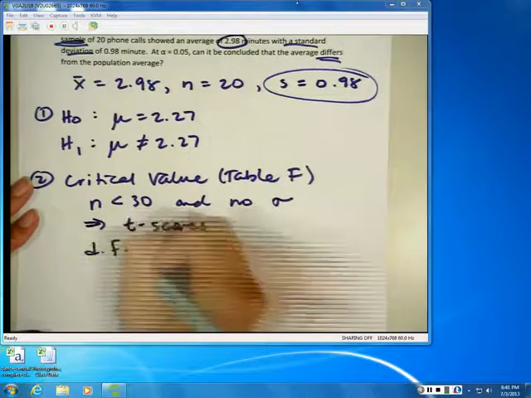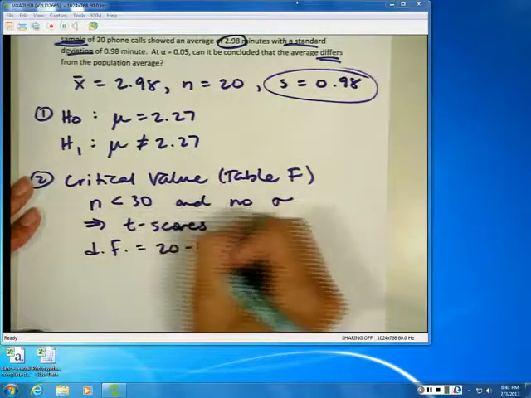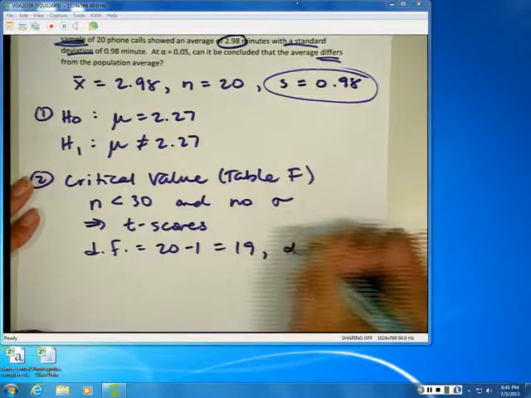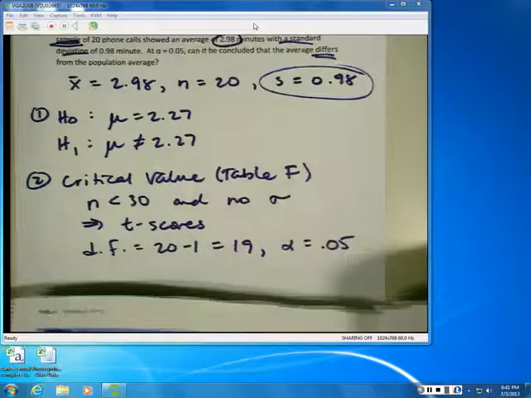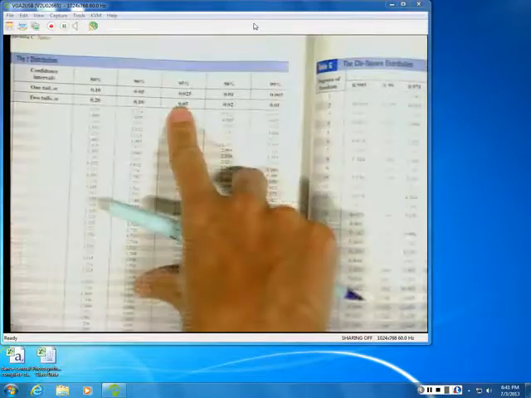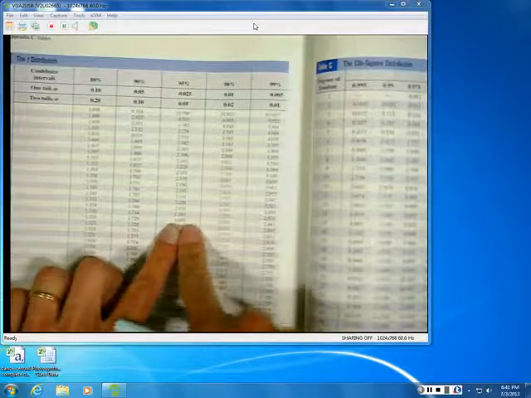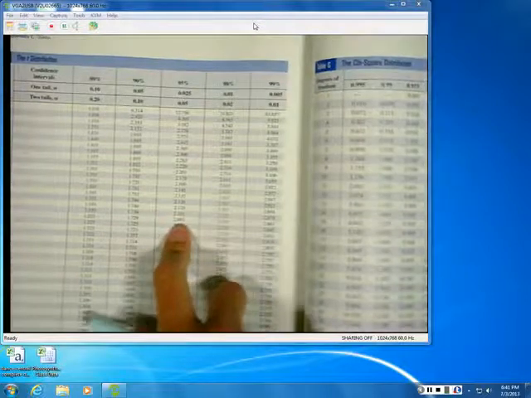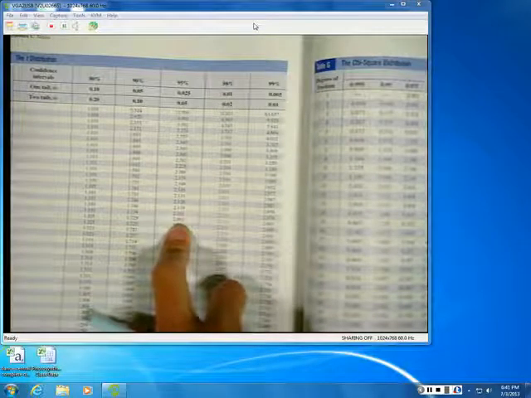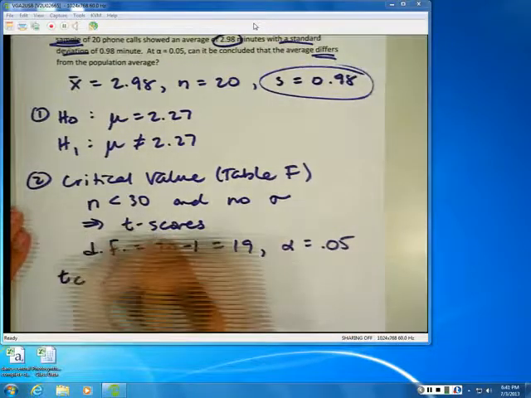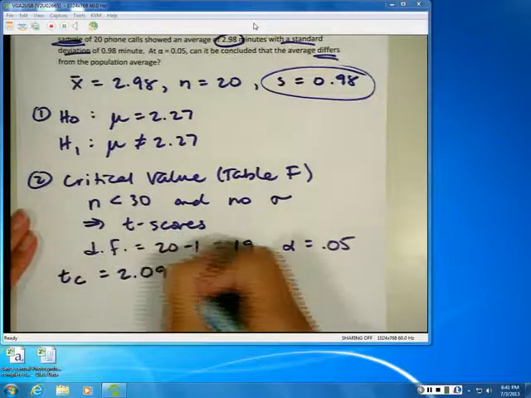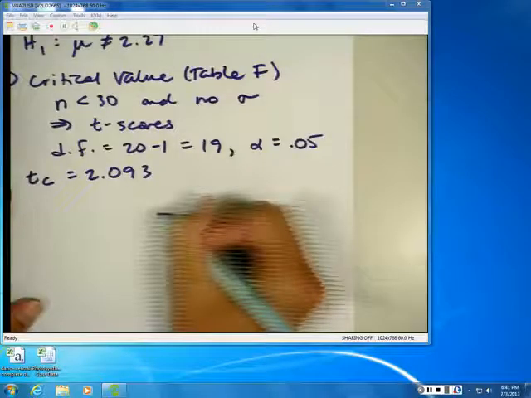Okay, degrees of freedom. What do we have? 20. So 20 minus 1, which is 19. Alpha was 0.05. Okay, where's table F? Table F. So 0.05, 2 tails, right? So 2 tails, 0.05. I need 19. Here it is. 2.093 off of table F. So 0.05, 2 tails, 19, 2.093. So my critical t-value is 2.093. This is a 2-tail test.